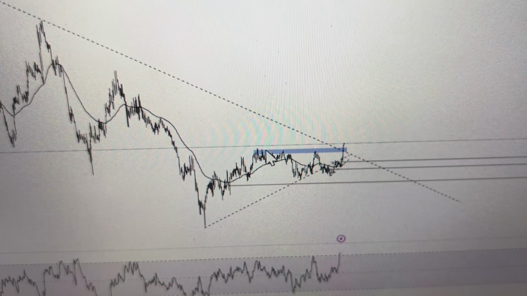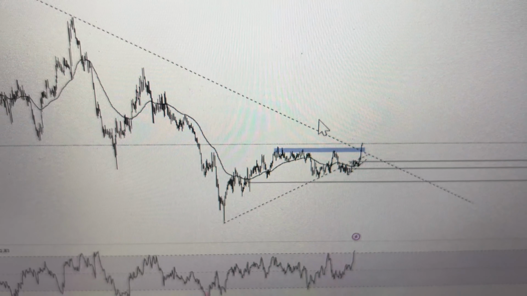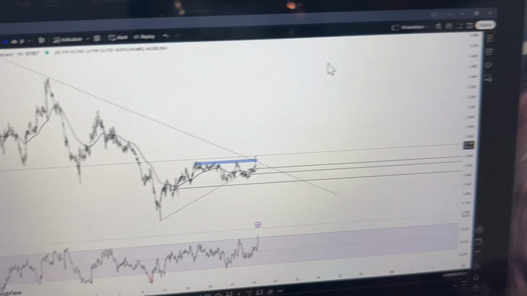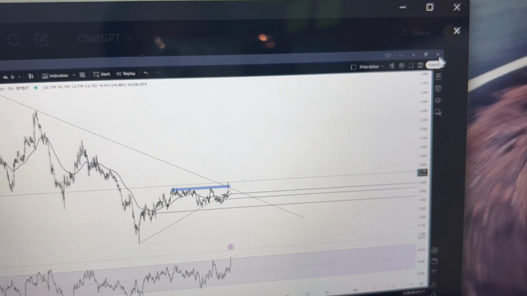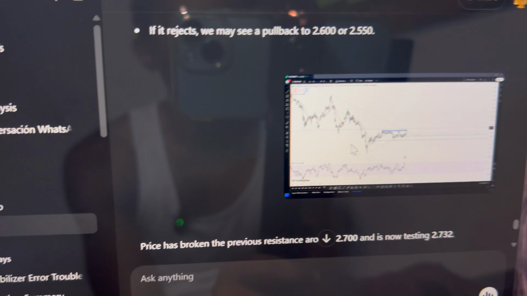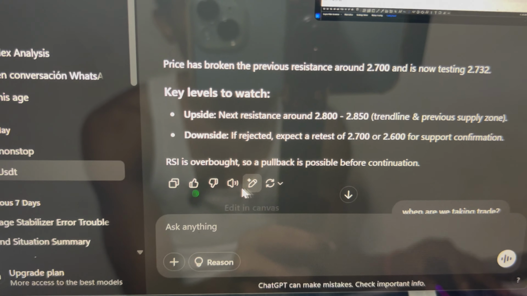And then price broke this resistance and also broke this trend line upward, and I sent the chart to him and said, why don't you give me this trade now? See, this trade is going, and this is what ChatGPT is saying.